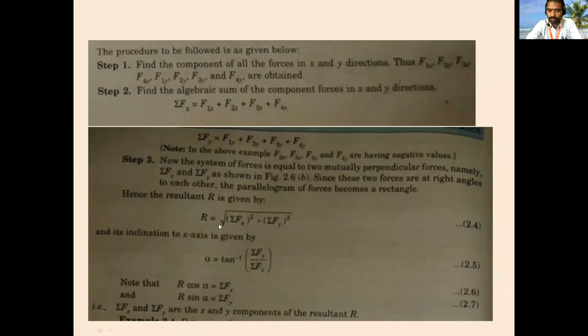So R is equal to the square root of sigma Fx squared plus sigma Fy squared. The angle between these two is 90, hence the third term, cos theta, is 0. That's why you will get this. Then alpha, the direction of the resultant, is equal to tan inverse of summation of Fy divided by summation of Fx.